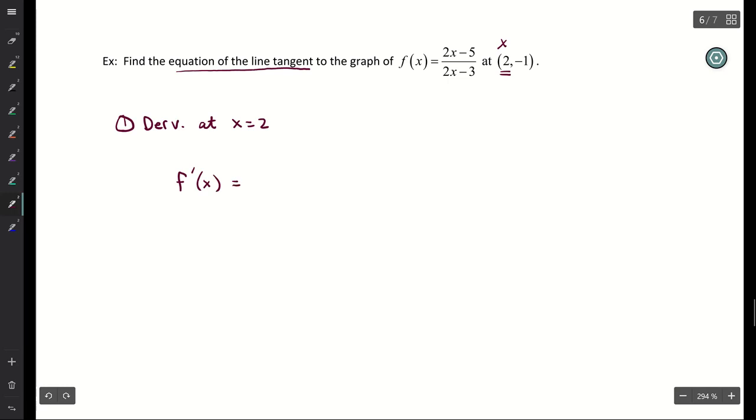Okay. So we start with the denominator, which is 2x minus 3. And then we take the derivative of the top, which is 2. And then minus, we keep the top. And then take the derivative of the bottom, which is 2. And then we put that all over the bottom squared.